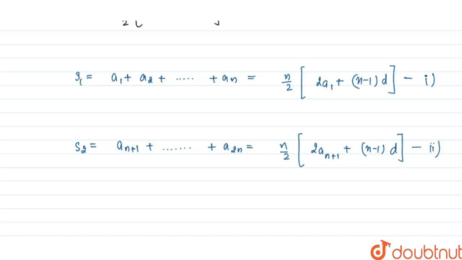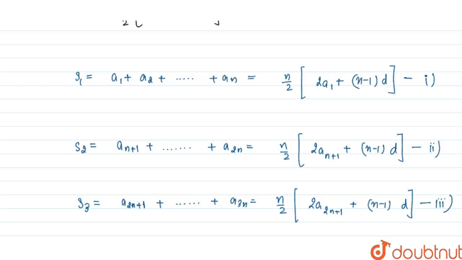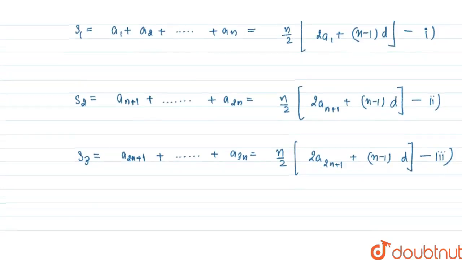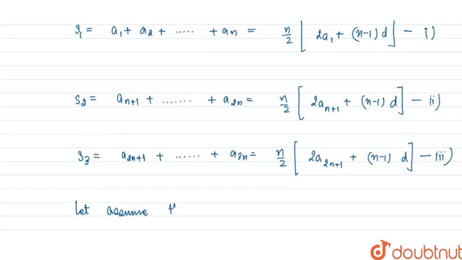Now let's assume that S1, S2, S3 are in AP. First of all, let's find the sum S3, that is a2n+1 to a3n. In this also there are n terms, so n by 2 into (2a2n+1 plus (n minus 1) into d). So it is equation 3. Now we assume that S1, S2, S3 are in AP so that we can directly find the common difference, and if it is equal to the common difference given in the question, it will be correct.